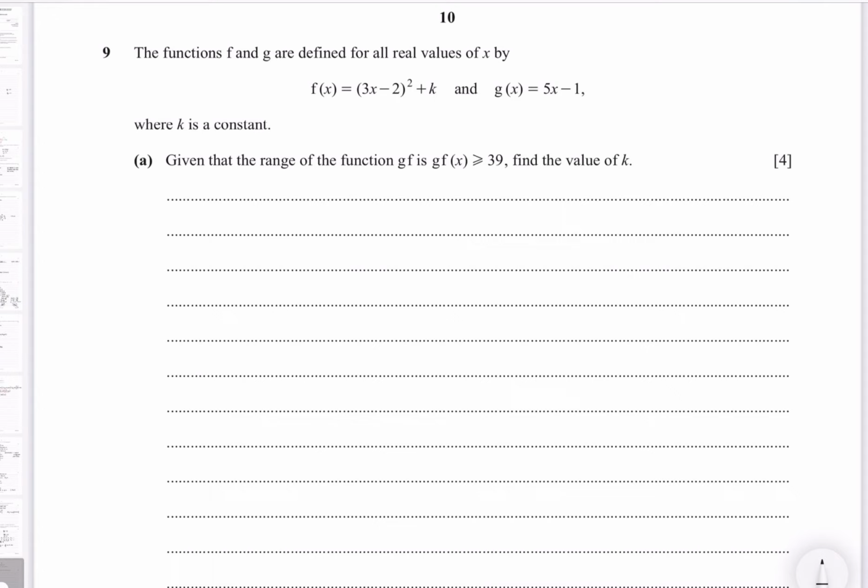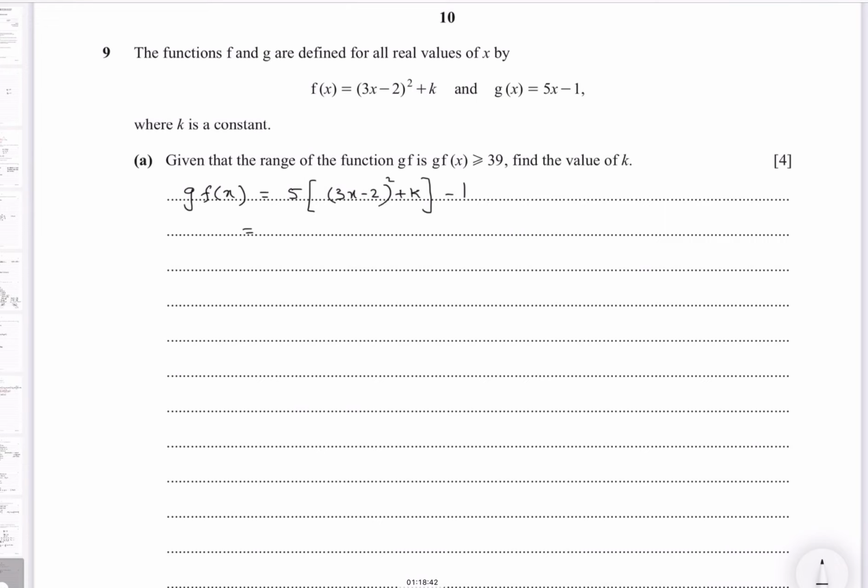For question number 9, functions f and g are defined for all real values of x by f of x equals (3x minus 2) whole square plus k, g of x is equal to 5x minus 1, where k is a constant. Given that the range of the function gf, g of f of x, is greater than or equal to 39, find the value of k.